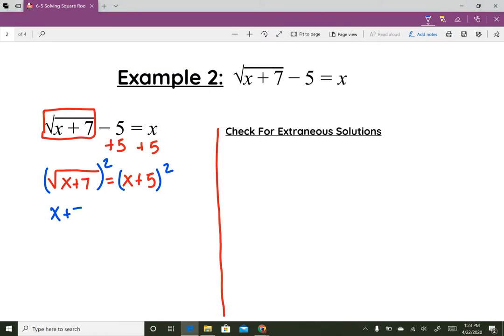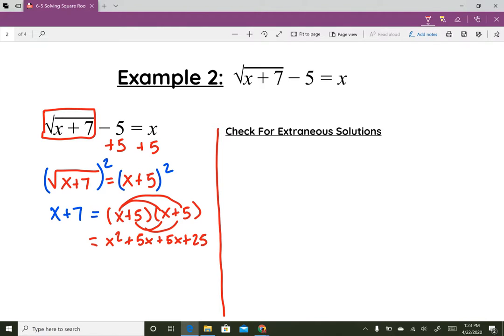Now I have x plus 7 equals x plus 5 squared, which, remember, is the same thing as x plus 5 times x plus 5. And yes, I'm going to have to FOIL this. So I'm going to get x squared plus 5x plus 5x and then plus 25. On the left side, I'm left with x plus 7. Now I'm just going to simplify. The right side, I have x squared plus 10x plus 25.